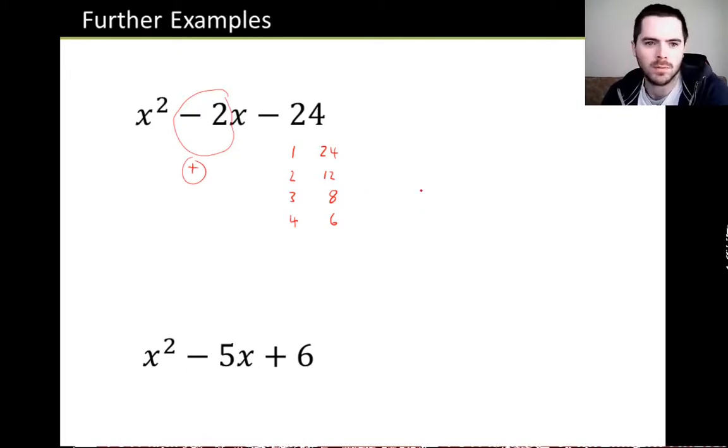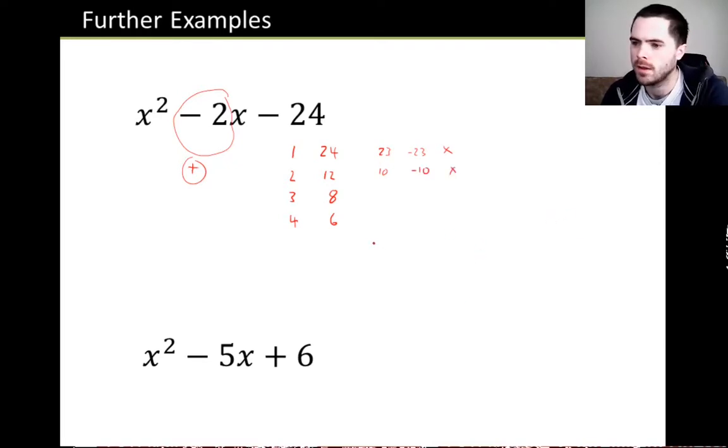1 take away 24. That's not going to work. I'd end up with 23 and negative 23. Neither of those will work. What about 2 and 12? Well, 12 take away 2, that would give us 10. And 2 take away 12 will give us negative 10.